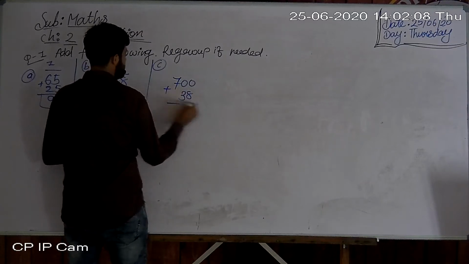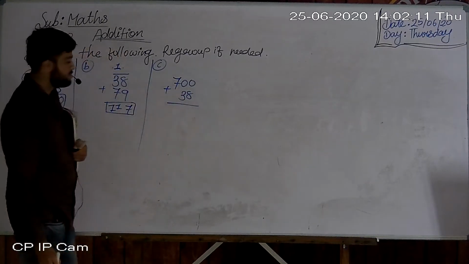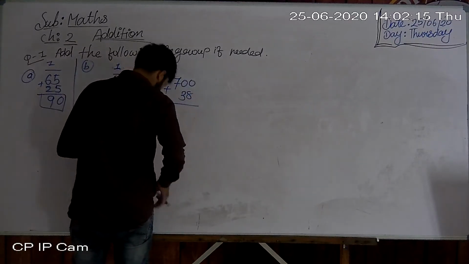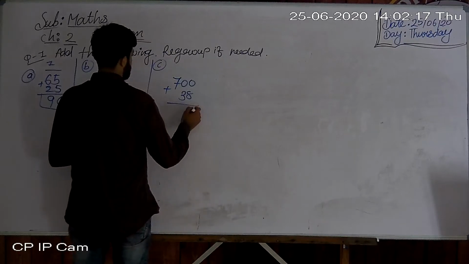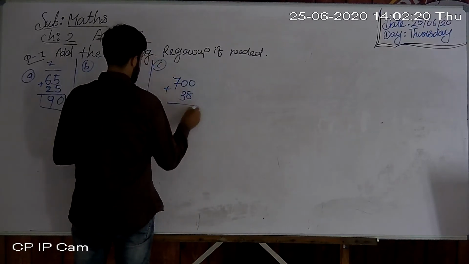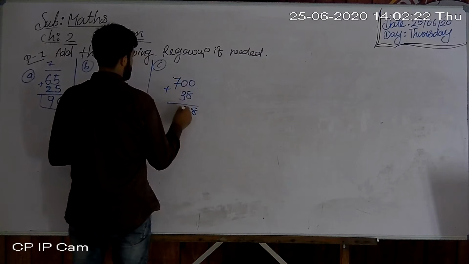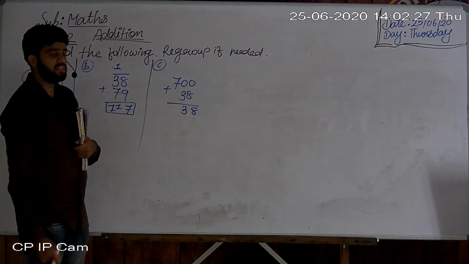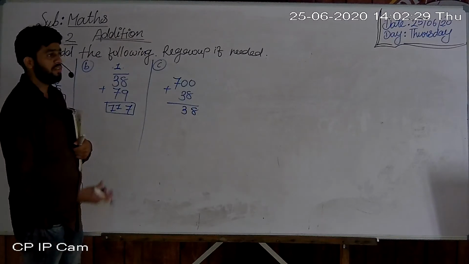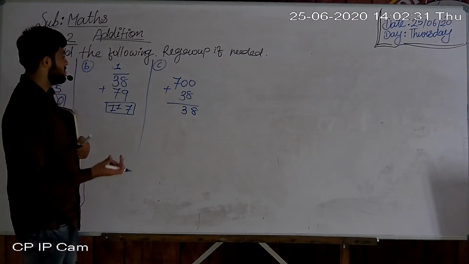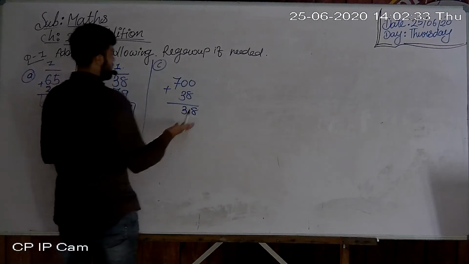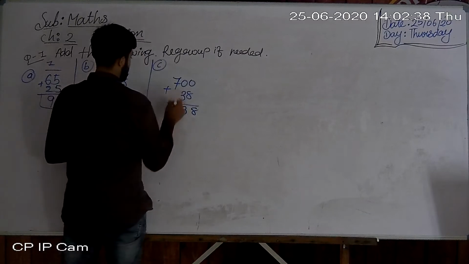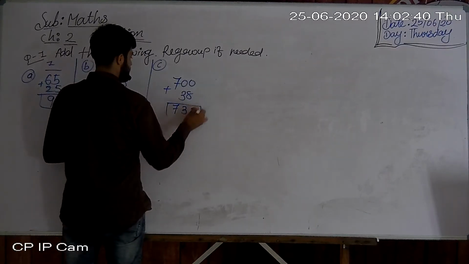738. 700 plus 38. Okay, students, so let's start: 0 plus 8. How many? 8. And 0 plus 3 is 3 as it is, because any number we add with 0, the answer is our main number. So 8 plus 0 is 8, 0 plus 3 is 3, then 7 as it is. Answer is what here?